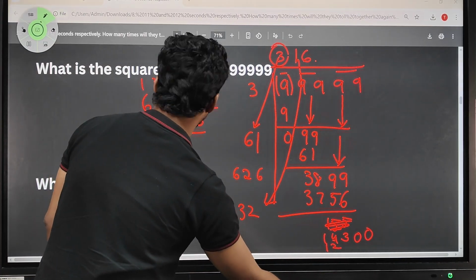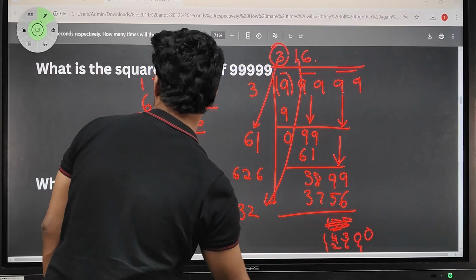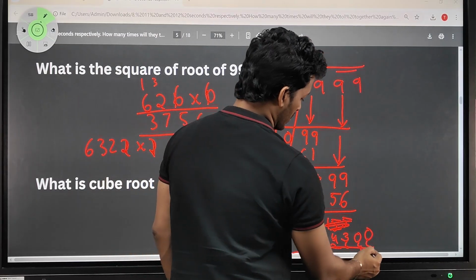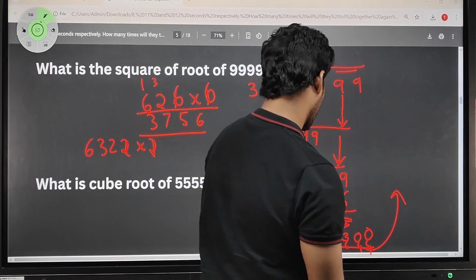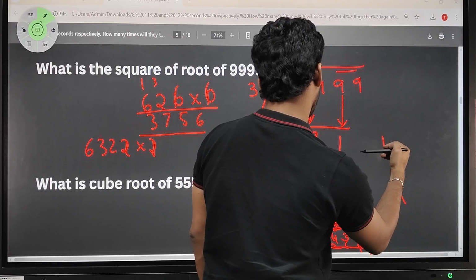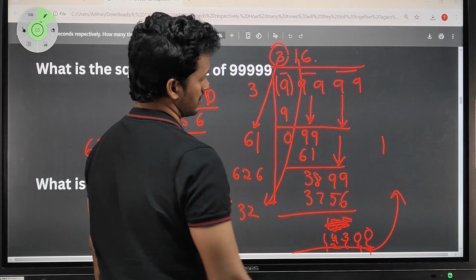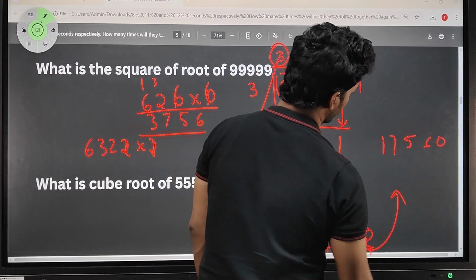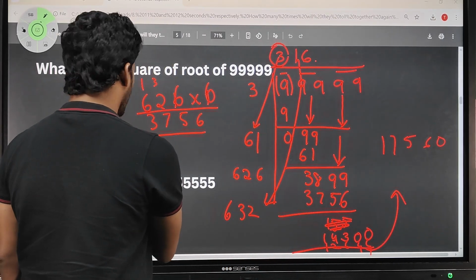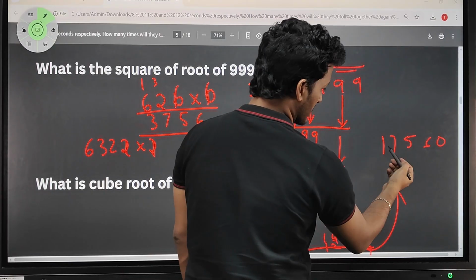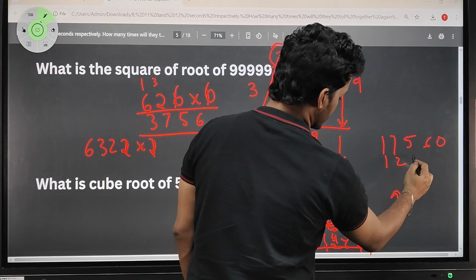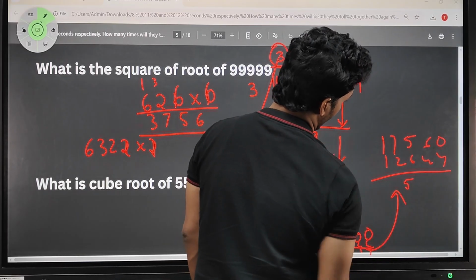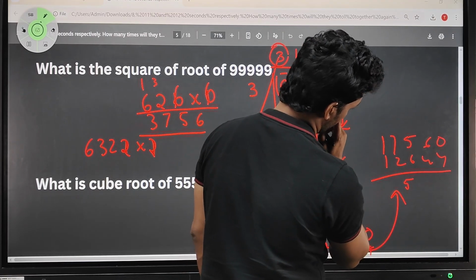So 12,644. Now again take that, and it will give me 1,756 like that. Again 0. If I take 0 again, obviously 2 has to be repeated because it is not crossing 1800. So again 12,644. So it gives me 5.